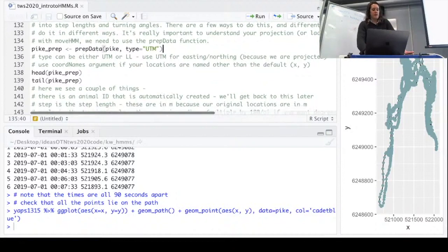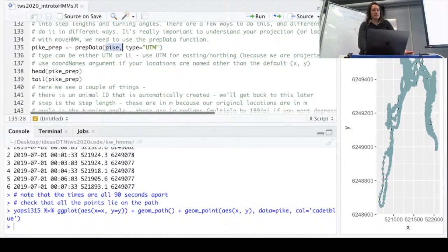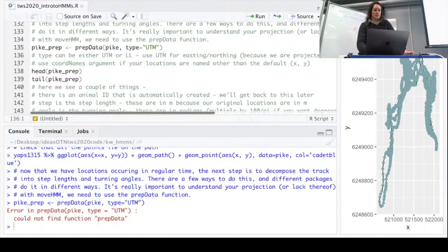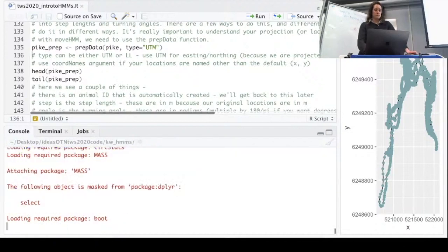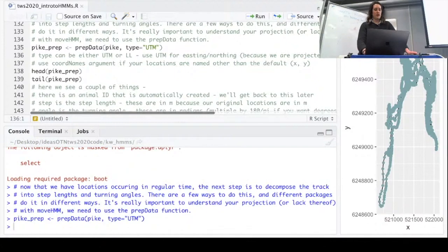So here, this prepData function takes your data, and then you need to specify what kind of projection or lack thereof, basically, what kind of coordinates you have. So you either say UTM or you have lat and lon. So here we have UTM, that's what we specify.